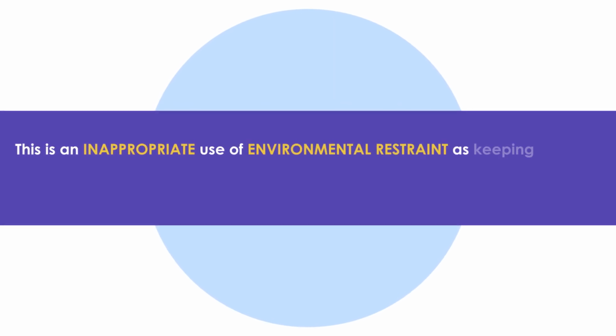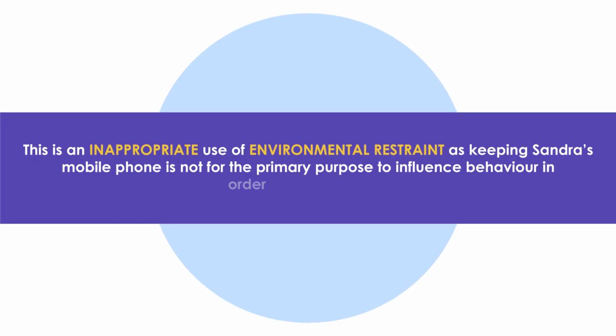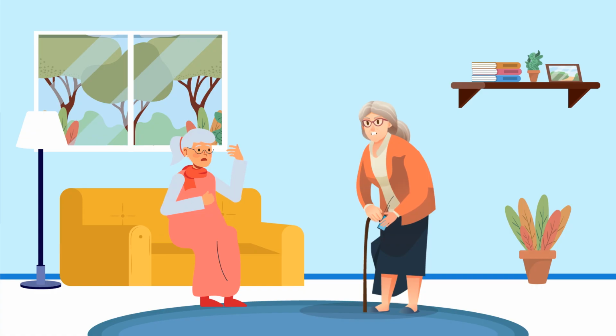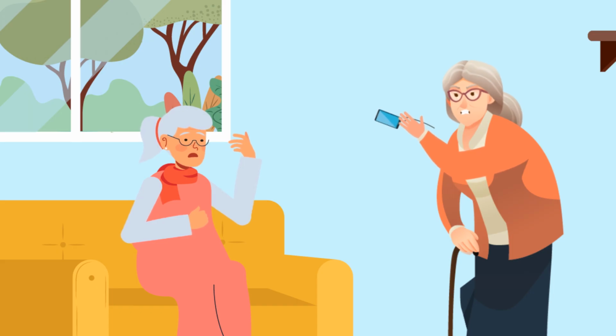This is an inappropriate use of environmental restraint, as keeping Sandra's mobile phone is not for the primary purpose to influence behaviour in order to prevent harm. If Sandra's behaviour was harmful, such as throwing her phone at other residents, then taking her phone to stop or prevent harm may be an appropriate use of environmental restraint if all obligations are followed.